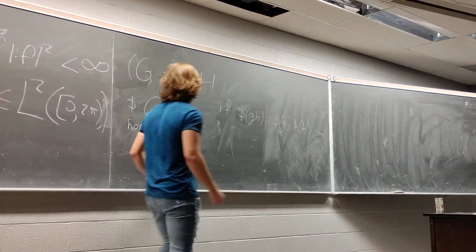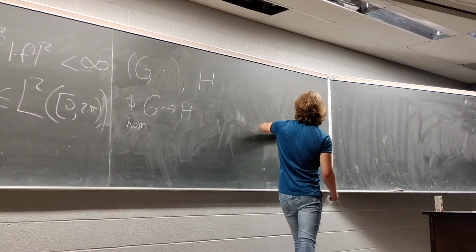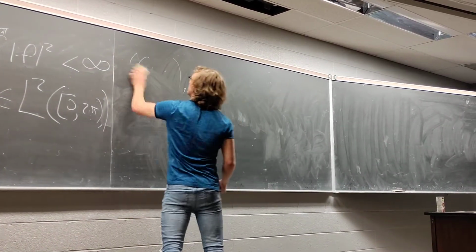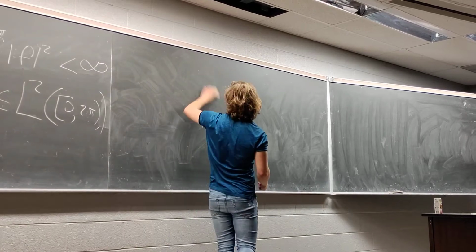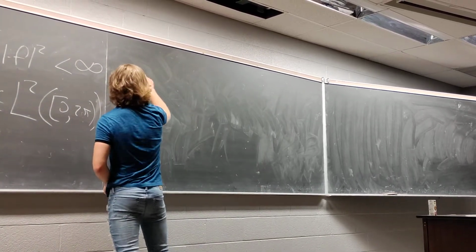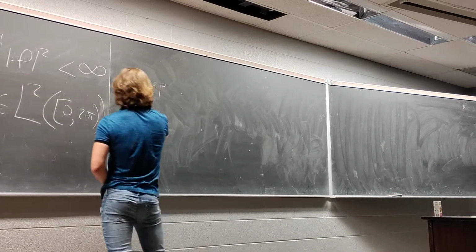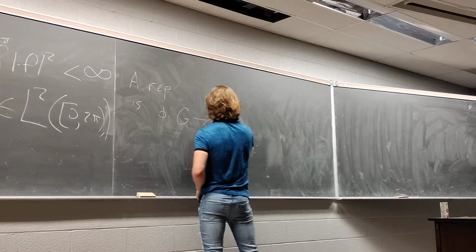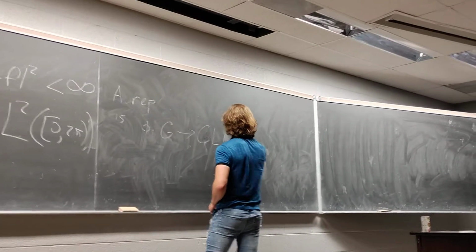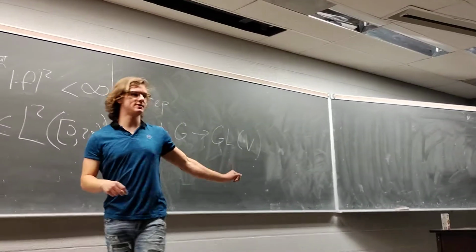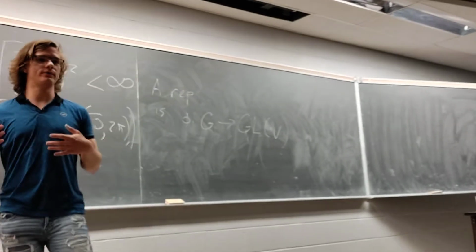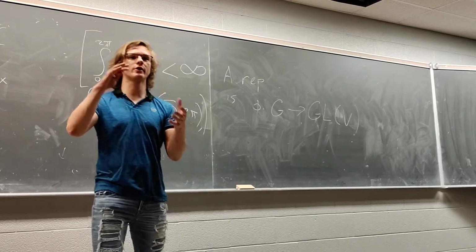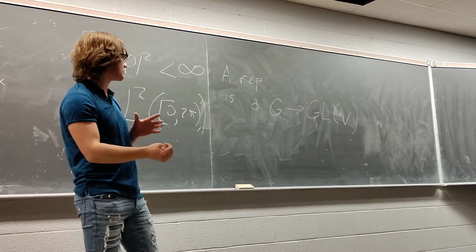So now, a representation of a group G is a map. So a rep is a map phi from the group to what I'm going to denote as GL of V. For those of you who haven't seen this notation before, GL of V is the general linear group of a vector space, which is a set of invertible linear transformations on that vector space.